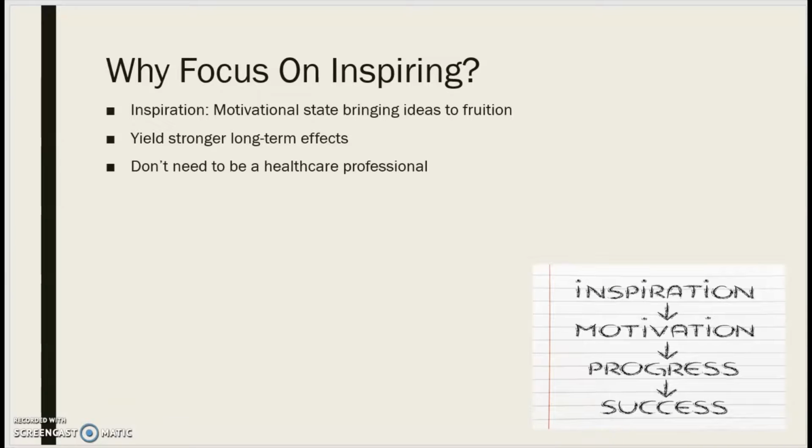So why should the focus be on inspiring instead? Inspiring will lead to more long-term effects and will be stronger than motivation, which tends to be more short-term. Inspiration is a motivational state and will not need a healthcare professional afterwards to keep their motivation up.